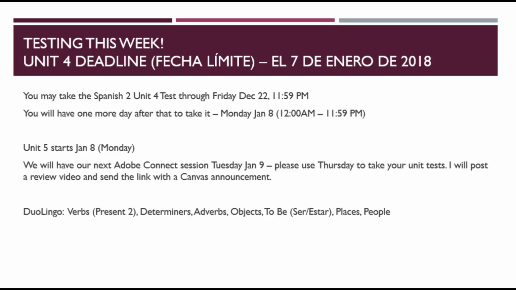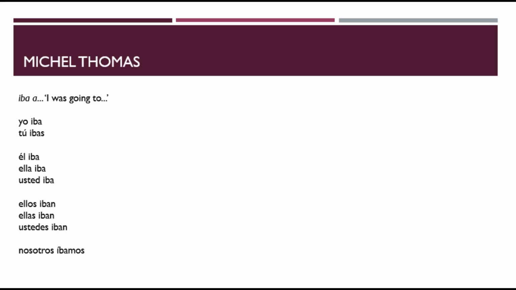It'll be this video. Duolingo, you should complete verbs present tense 2, part 2, determiners, adjectives, adverbs, objects, and the verb to be, ser and estar, and places and people. Make sure you complete those items, those activities, those skills in Duolingo.